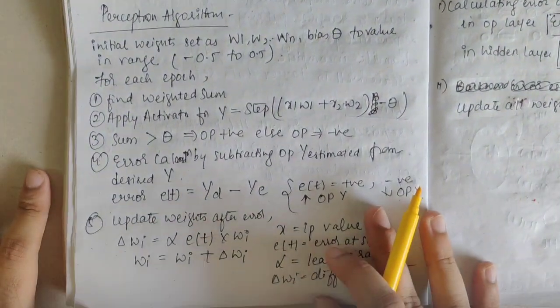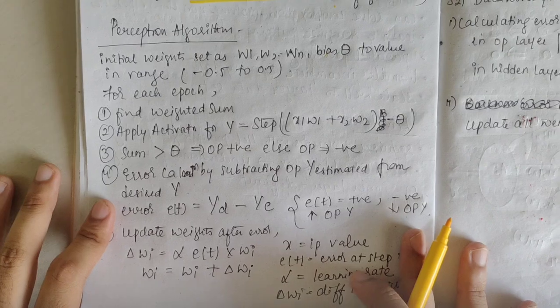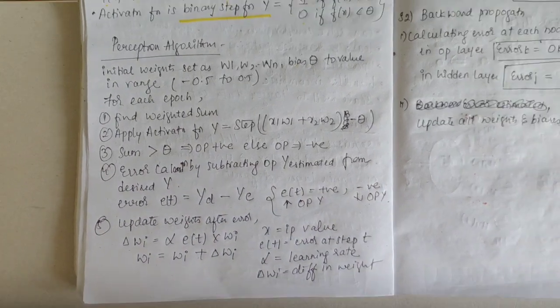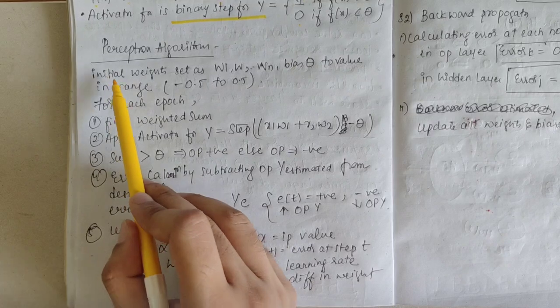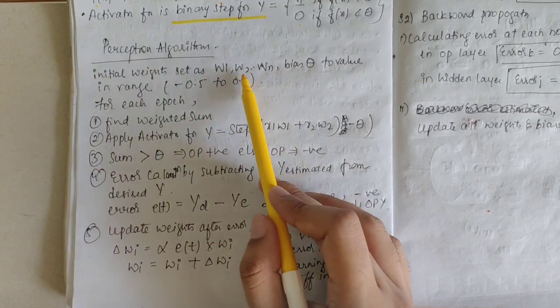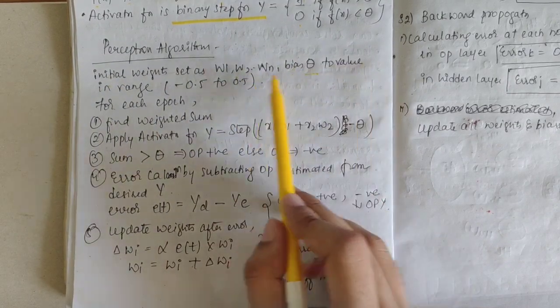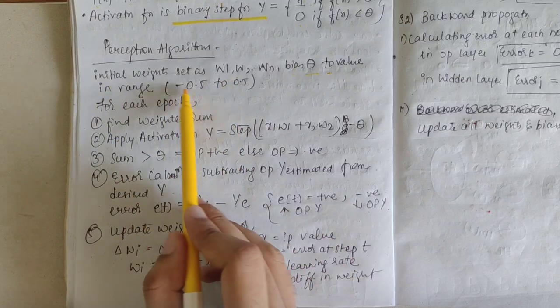Now we'll look into the perceptron algorithm. This is important, so they can ask the algorithm along with the problem. In the algorithm, the initial weights are set as w1, w2, wn, and the bias theta to a value in range.